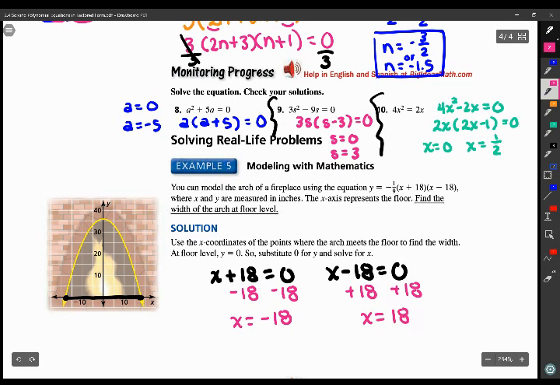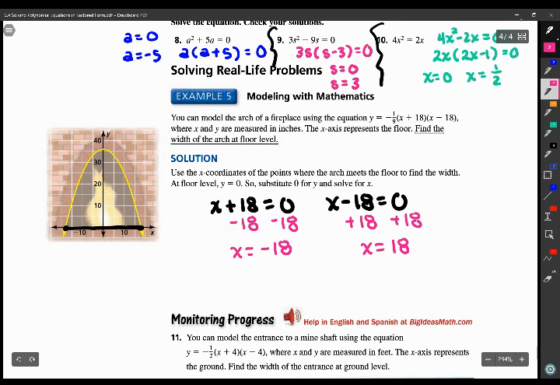And basically what they're saying is this value right here is -18 spaces from 0. Remember, 0's here. And then my other value is positive 18 spaces to the other side of 0. So if you have 18 spaces here and you have 18 spaces here, then you'd add them together, which means that your width would be 36.